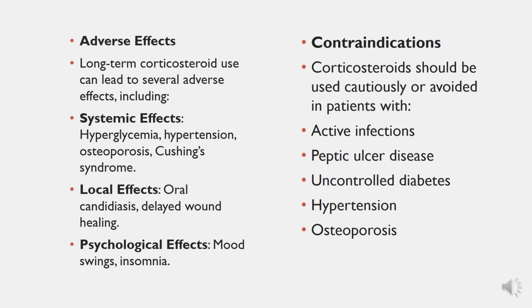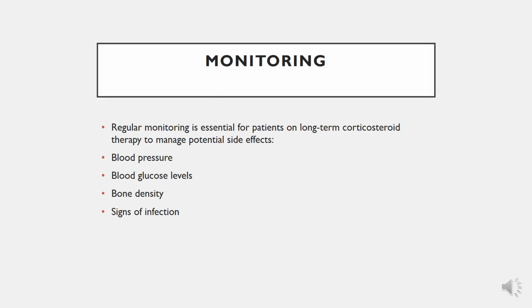Adverse effects. Long-term corticosteroid use can lead to several adverse effects, including systemic effects like hyperglycemia, hypertension, osteoporosis, Cushing syndrome, local effects like oral candidiasis, delayed wound healing, and psychological effects such as mood swings and insomnia. Corticosteroids should be used cautiously or avoided in patients with active infections, peptic ulcer disease, uncontrolled diabetes, hypertension, and osteoporosis.